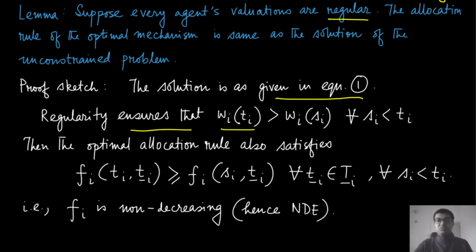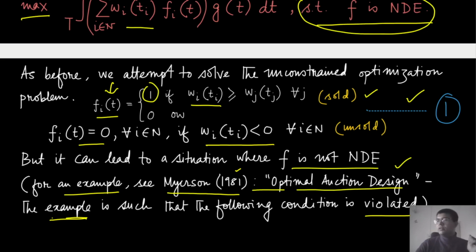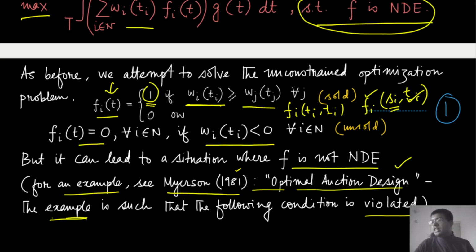And what regularity ensures is that whenever you have some t_i which is larger than s_i, w_i(t_i) is always going to be larger. Now because regularity is satisfied, the optimal allocation rule also should satisfy this condition. Why is that true? Because of the construction of f_i(t). Let's say we consider two different type profiles, t_i with t_{-i}, and another type profile s_i with t_{-i}, and s_i is smaller than t_i. This rule is always going to allocate the object to the agent whose virtual valuation is the highest. And if there exists a type s_i whose virtual valuation is the highest among all the other players, then at that allocation it is going to be allocated.